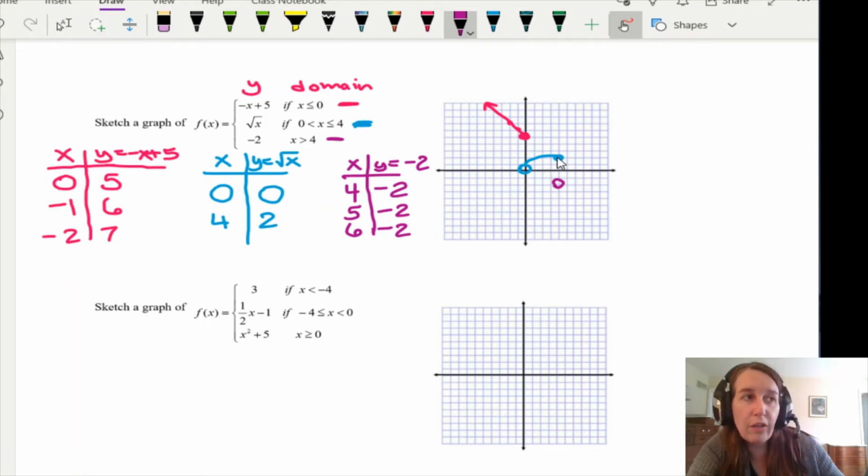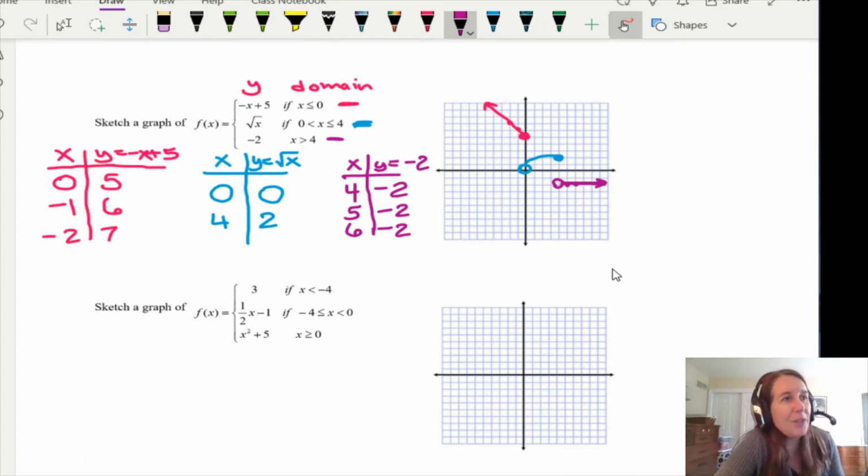Notice that you have a closed circle and an open circle. Remember, vertical line test. That's how it has to be. At 5, you have a point at negative 2, and at 6, you have a point at negative 2, etc. It's just everything greater than 4. Okay, so there's a really cool looking piecewise function there made of 3 pieces.